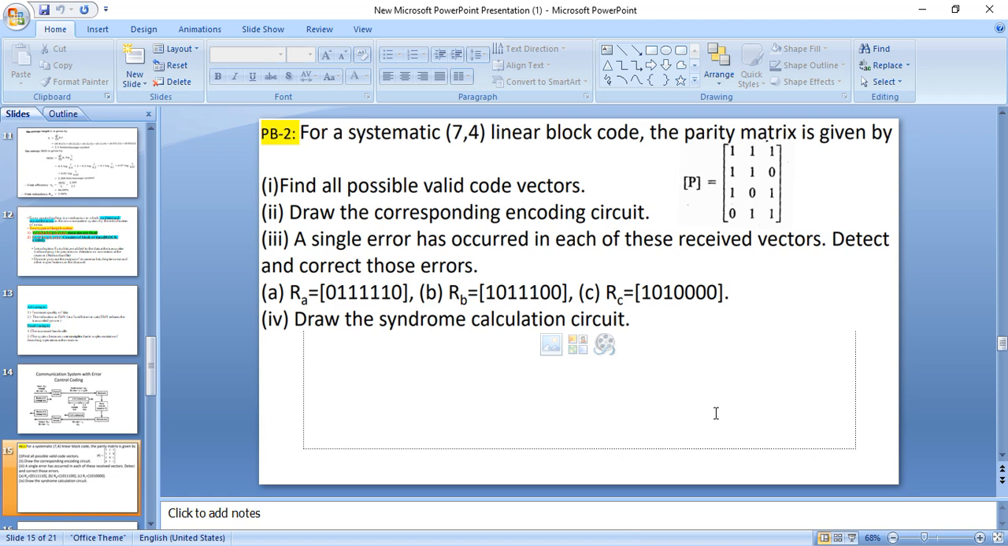So let us take one example. Here (7, 4) is a linear block code and the parity matrix is given in the example itself. So 7 represents the total number of bits in a block code after it is generated from the channel encoder, and 4 represents the number of message bits. So what is the check bit? 7 minus 4, it is 3 parity check bits added to the 4-bit input message signal. So 7 is the total bits in a block.